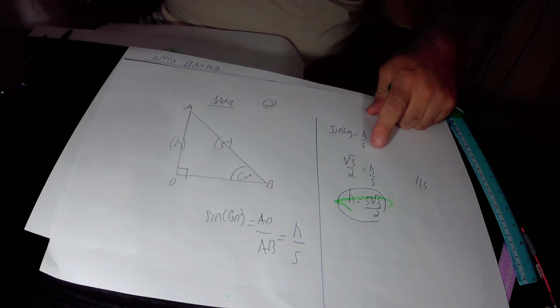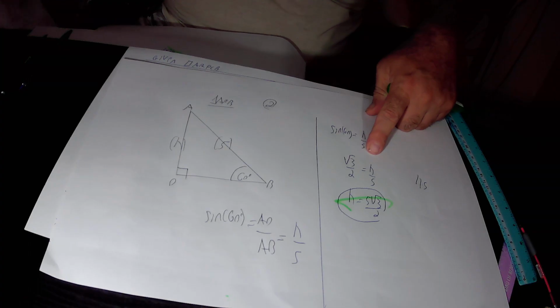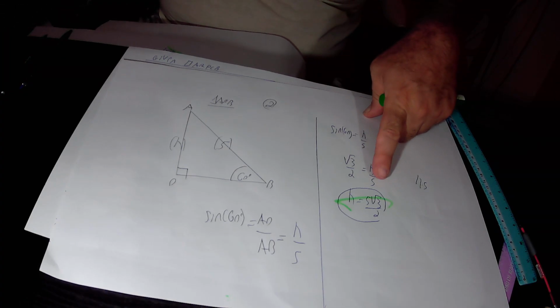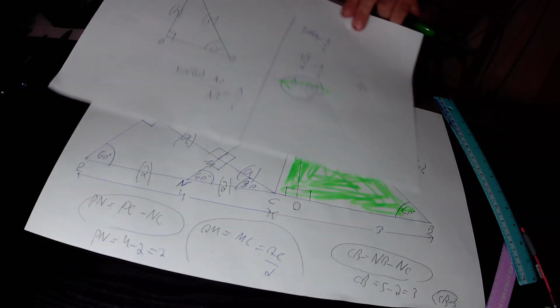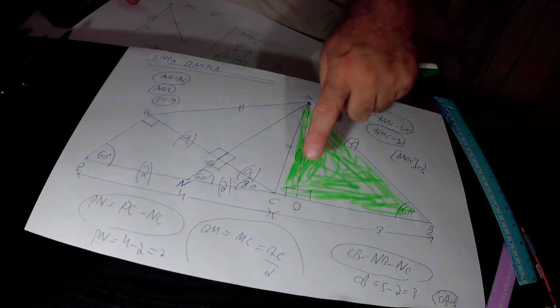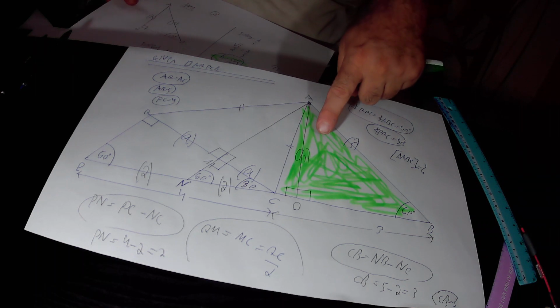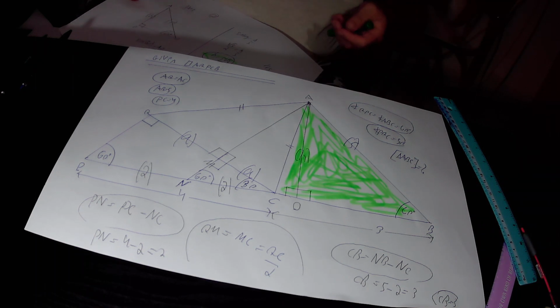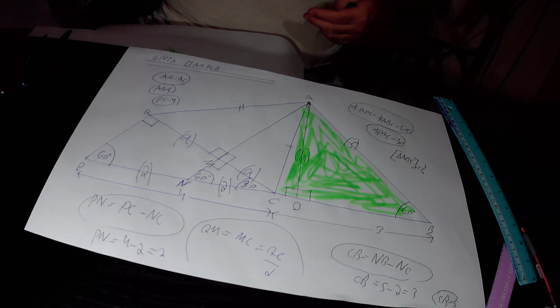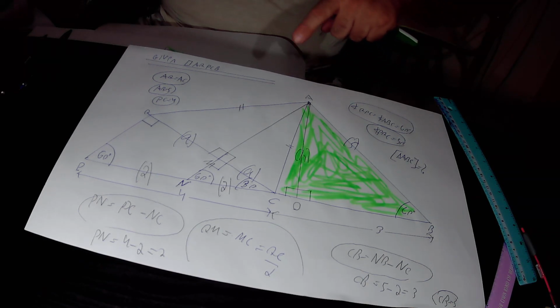Here we multiply the equation by 5 and find that the height h of the green triangle ABC is equal to 5 times square root of 3 over 2. This is the height h to the base CB, which equals 5 times square root of 3 over 2 in its length. Now it is very easy to find the area of this green triangle ABC.